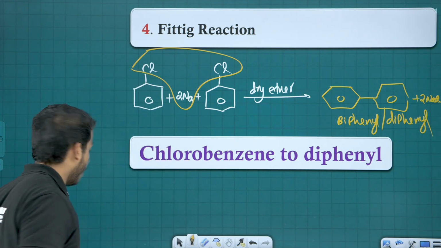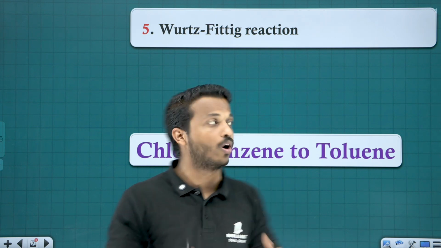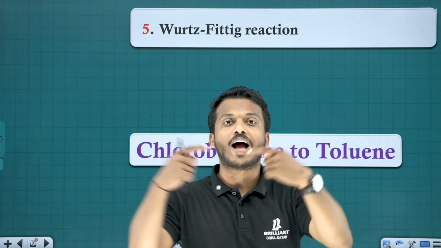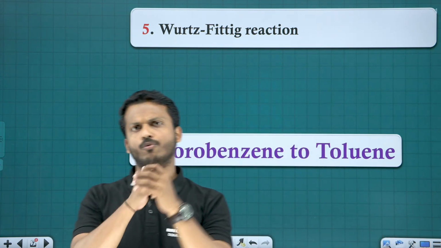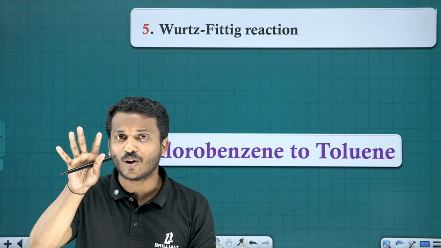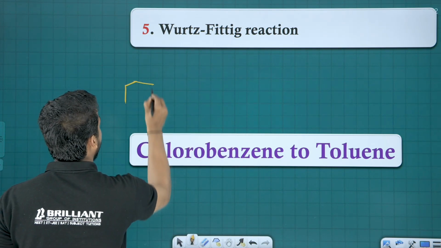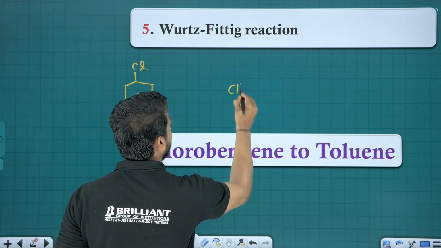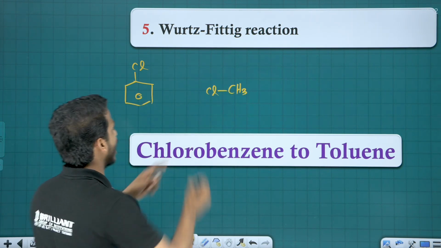Fittig reaction. Now, Wurtz and Fittig together, they discovered one reaction that's called Wurtz-Fittig reaction. Wurtz is to combine two haloalkanes. Fittig is to combine two haloarenes. Then what is Wurtz-Fittig reaction? One haloalkane with one haloarene. For example, let me take one haloarene as chlorobenzene, one haloalkane as methyl chloride. This is a haloarene, this is a haloalkane.